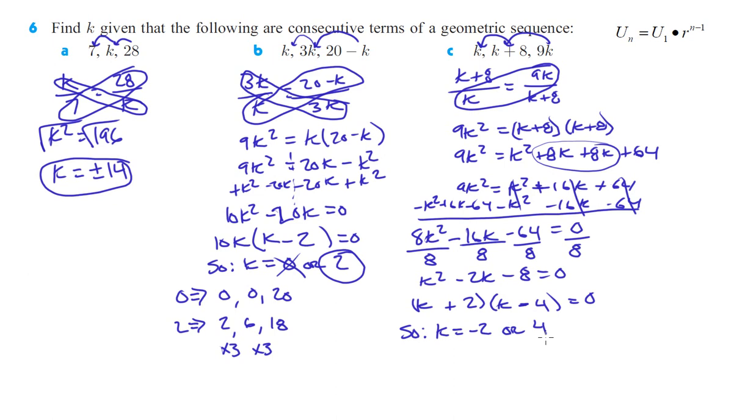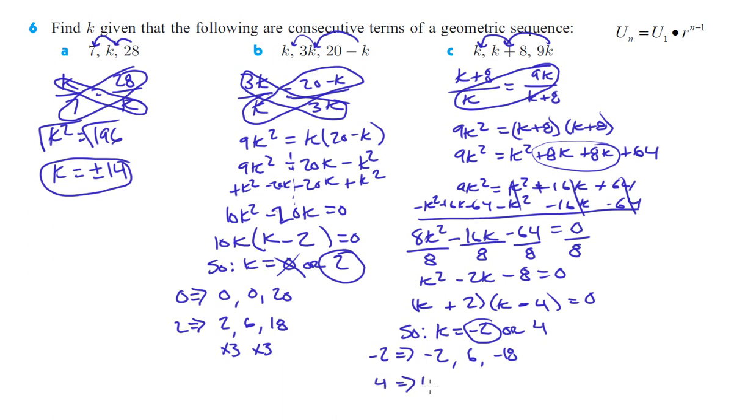Okay, let's double check to make sure that these work. If we get k equals negative 2, we're going to get negative 2, and then negative 2 plus 8 is 6, and then 9 times negative 2 is negative 18. So that works, because negative 2 times negative 3 gives us 6, and 6 times negative 3 gives us negative 18. So that works. Let's try 4.